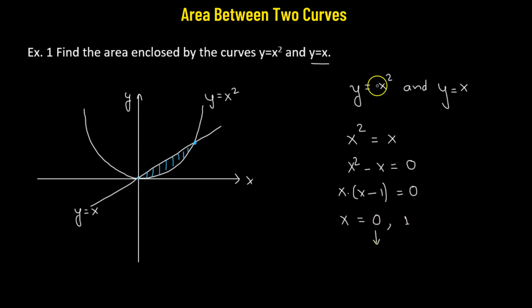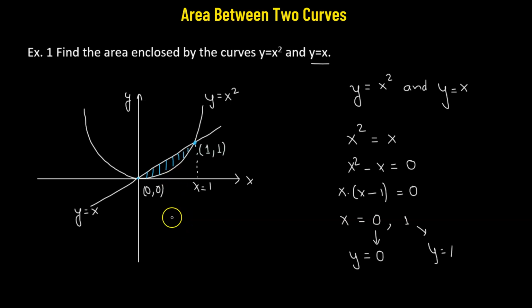When x equals 0, we can substitute this value of x in either of the two equations. That is going to give us y equals 0. So we have one of the coordinates of intersection, which is (0, 0). And when x equals 1, then y will be equal to 1. So the other point of intersection will have coordinate (1, 1). So our interval of integration will be from x equals 0 to x equals 1.